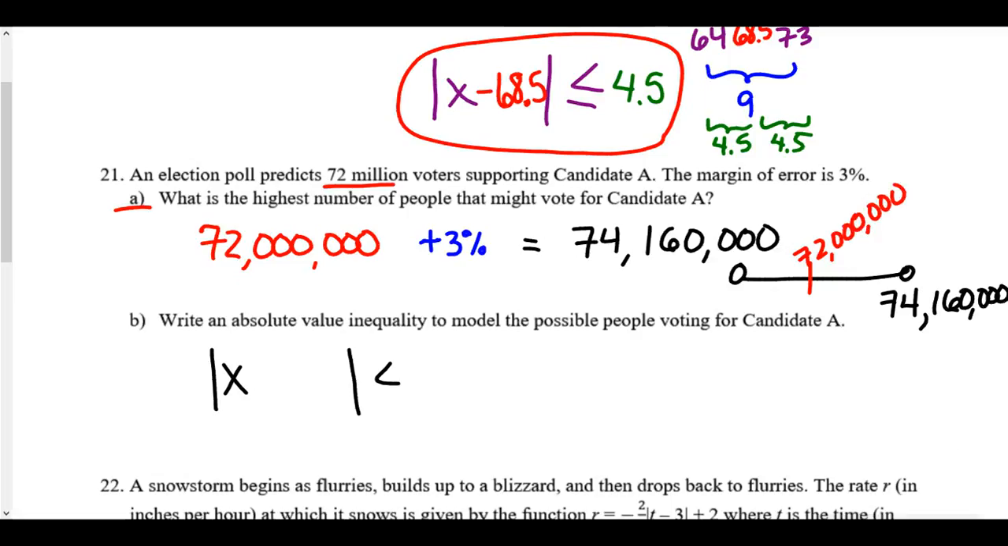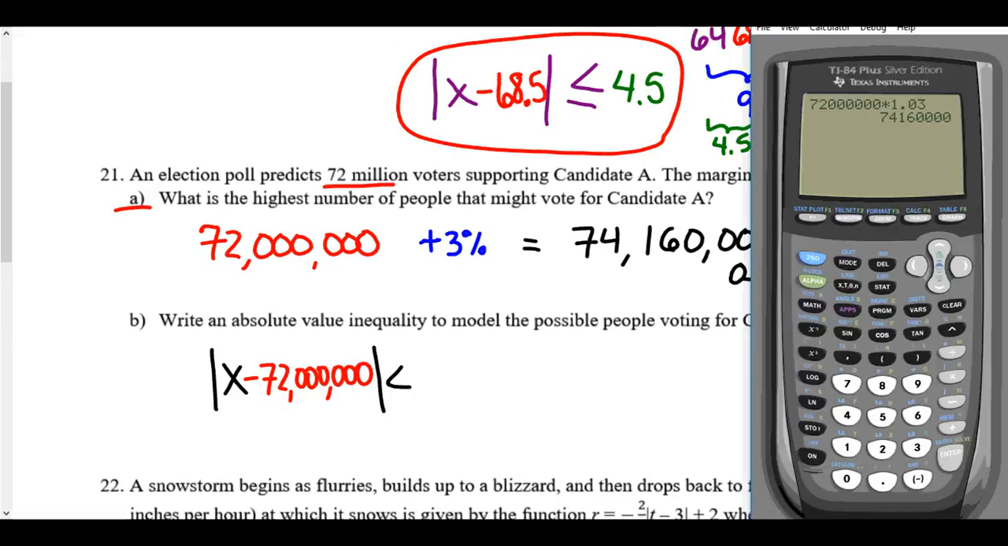I know my middle number is my 72 million. So on the inside of my inequality, I'm going to be x minus 72 million. That didn't fit real well. It's okay. Just scooch that over a little. All right, so I'm centered at 72 million. I can go up or down 3%. So what is the 3%?